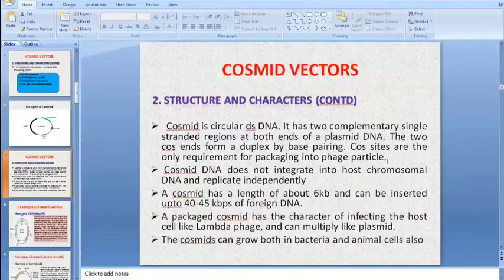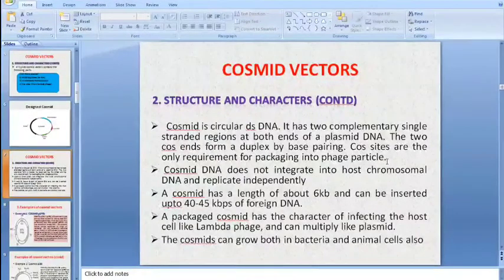Okay, so it is more advantageous because it can insert up to 40 to 45 kilobase pairs of foreign DNA into its own DNA. And a packaged cosmid has the character of both infecting the hosts like lambda phage and multiplying like a plasmid. This is a very important character.